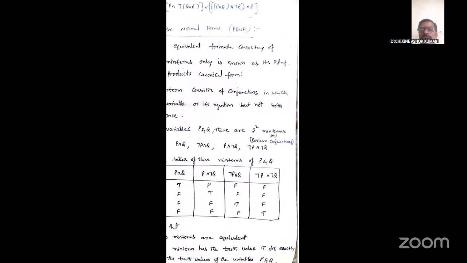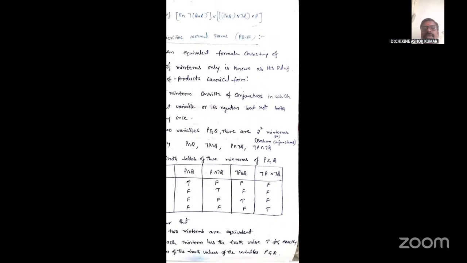If repeated terms are there, suppose P intersection Q is repeated 2 times, instead of 2 we can take only once. For example, if two variables, that is two propositions P and Q, are there, then we can get 2 to the power of n min terms, which are also known as Boolean conjunctions. So if P and Q are two propositions, then their min terms will be P intersection Q, negation P intersection Q, P intersection negation Q, negation P intersection negation Q. These are the combinations.